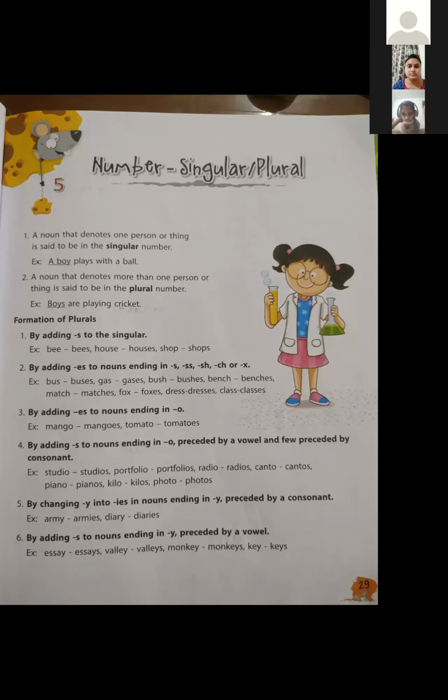Fifth point. By changing Y into IES in nouns ending in Y preceded by a consonant. Children, consonants are the letters in ABCD left after the vowels are selected and kept aside. The alphabets in ABCD other than vowels are called consonants. Okay? Vowels are removed, A, E, I, O, U, and the remaining alphabets are called consonants. Okay?